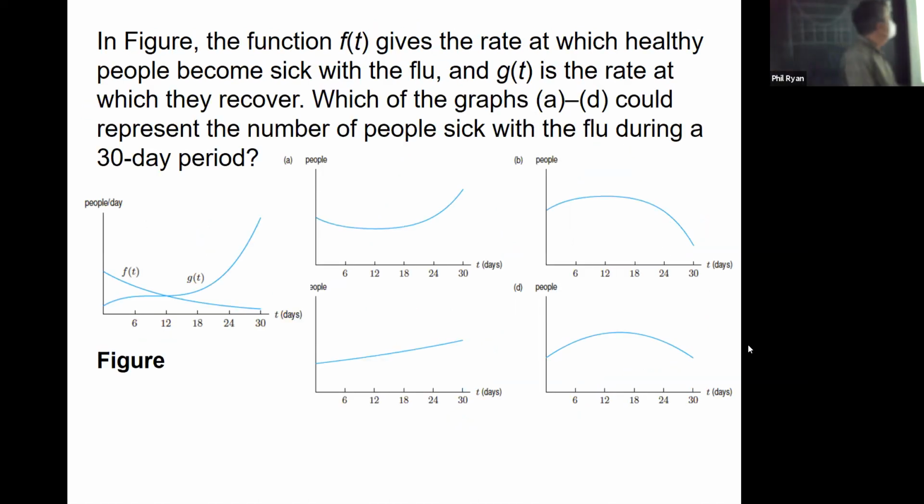Okay, interesting. Now I give you two rates of change. We're talking about people getting sick. F is the rate at which people are getting sick. G is the rate at which they're getting better. So it's not the same people, right? We've got a population, some proportion of them get sick, and some proportion who are badly sick get better.